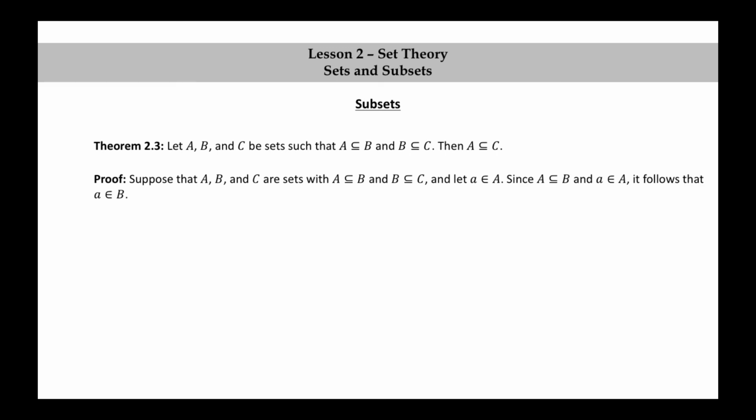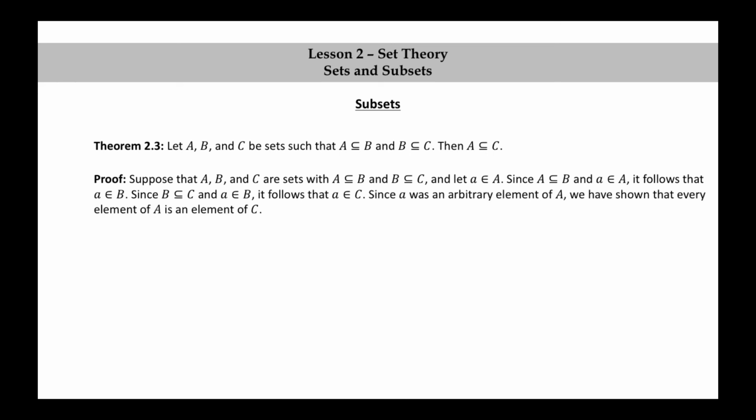Since A is a subset of B and little a is in A, it follows that little a is in B. Here I just used the definition of what it means for capital A to be a subset of capital B. And now I'll do the same thing with B and C. Since B is a subset of C and little a is in B, it follows that little a is in C. Since little a was an arbitrary element of capital A, we have shown that every element of A is an element of C. That is, for all x, x in A implies x in C is true. Therefore, A is a subset of C. And that's the end of our argument.